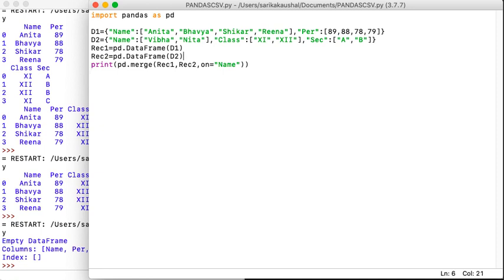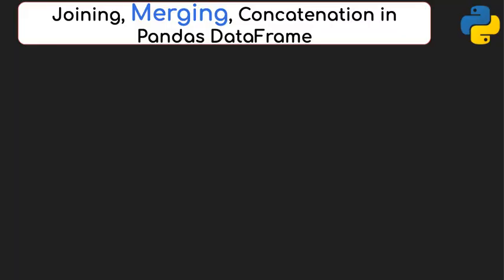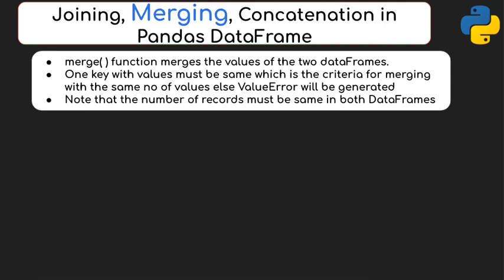And therefore, it has to be remembered that when you want to merge two different data frames, there has to be one particular column which is common in both of them with the values. All right. So let's quickly recap. So merge function merges the values of the two data frames. As we know, there has to be one key with the values which has to be same, because that is the criteria for merging. All right. So note that the number of records must be same in both the data frames. So if the number of records will not be same, you will see an exception in that case.